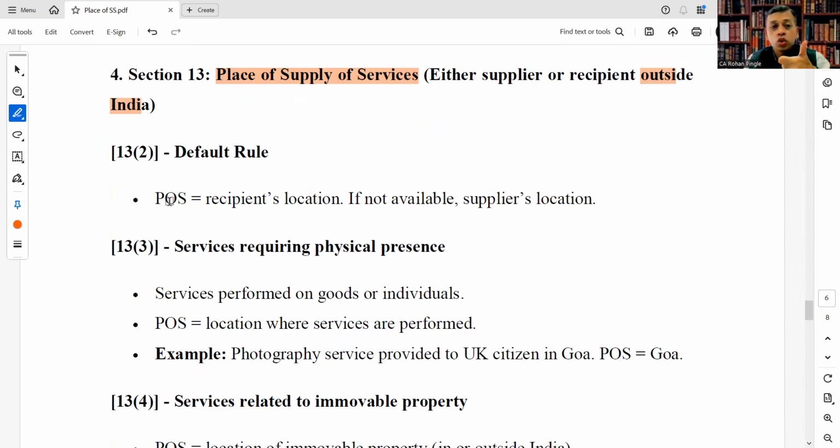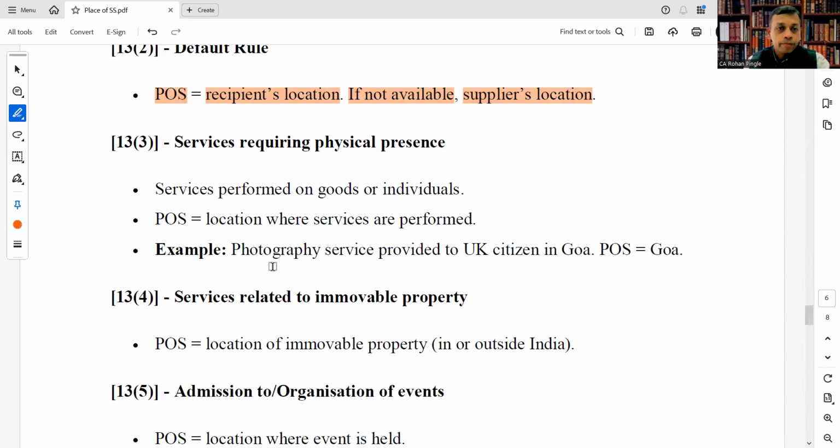Section 13 subsection 2 is the default rule. Whenever a service is not covered under a specific subsection, the default rule, that is 13.2, applies: the place of supply is the recipient's location. If not available, then the supplier's location. Default rule, place of supply, recipient location. If not available, then supplier's location.